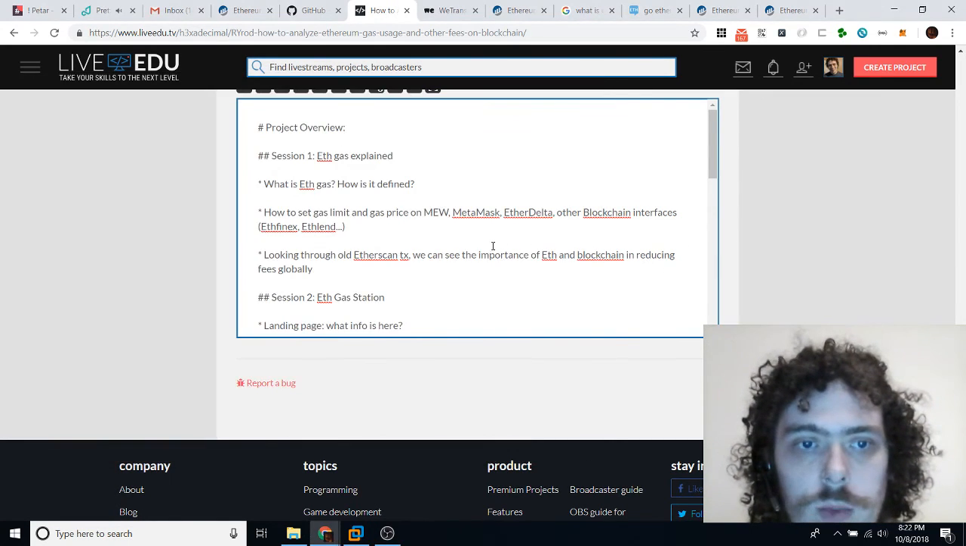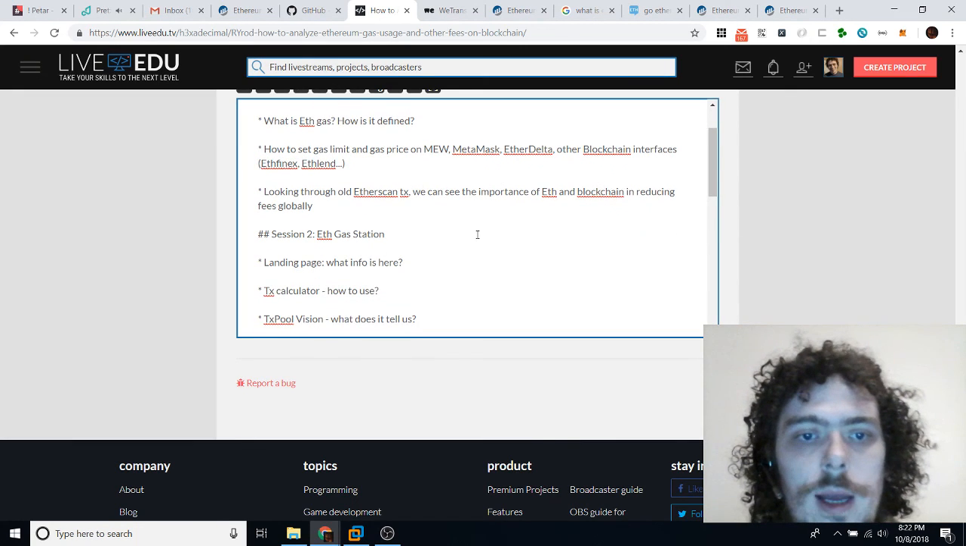We'll come back next with looking at ETH gas station and the different things we can do with ETH gas station.